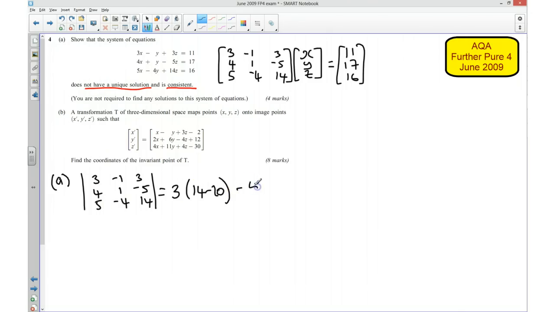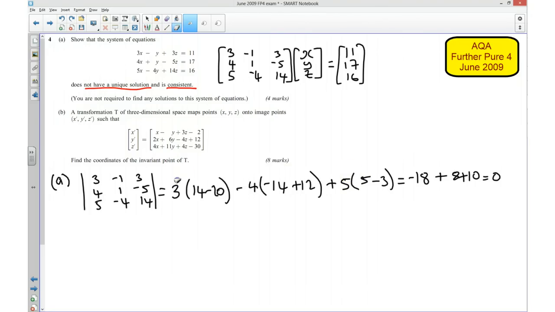4 times negative 14 plus 12, and then plus 5 times 5 take away 3. So that gives us negative 18 plus 8 plus 10, which gives us 0. So we've been able to show that the determinant of that is in fact equal to 0.